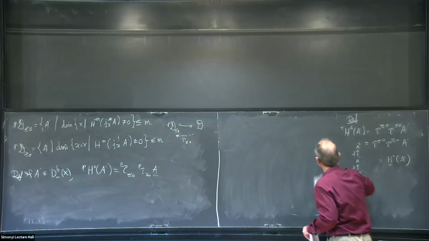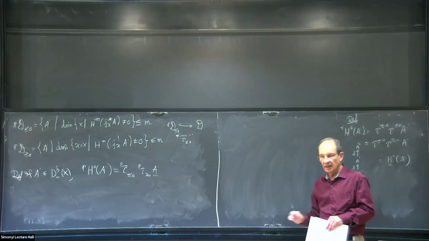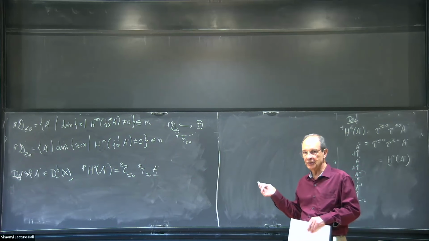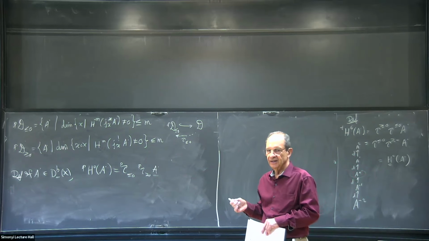Is there a way to think about what this perverse cohomology is like of a sheaf? I guess I'm just saying, is there a way to think about it? How should we?